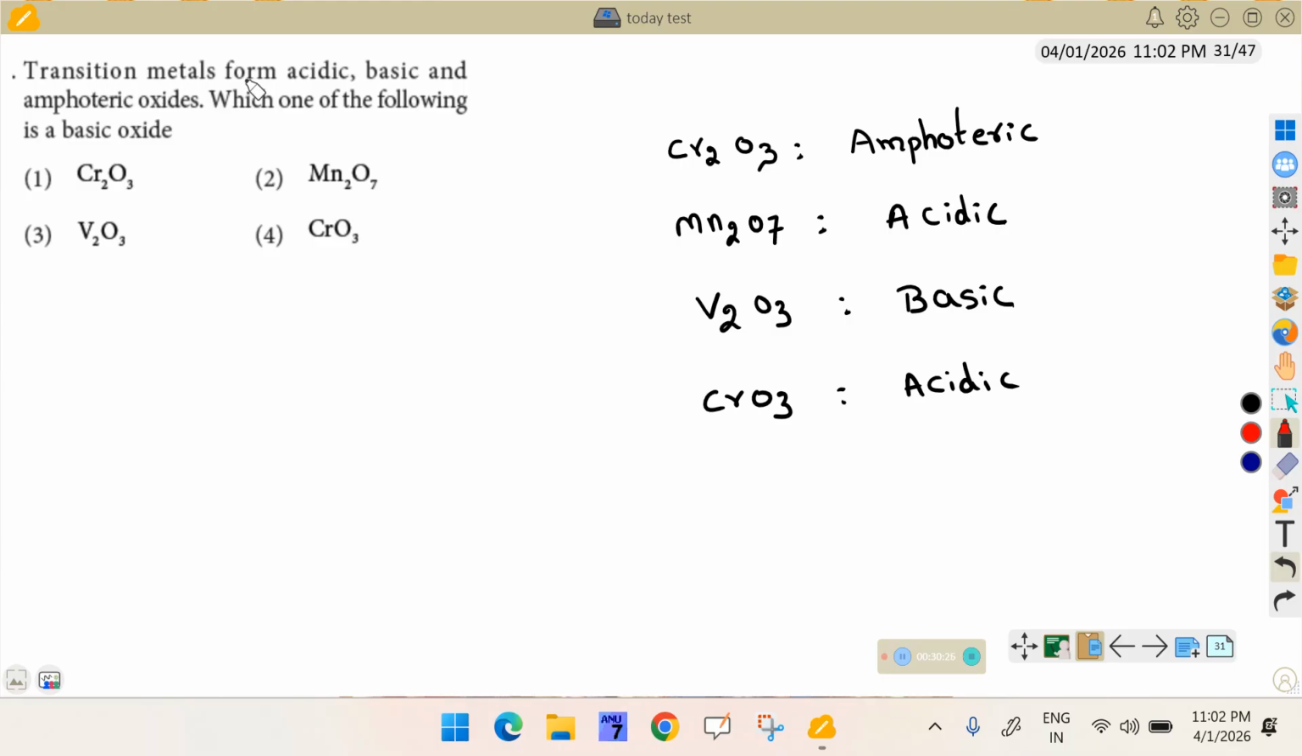Transition metals form acidic, basic and amphoteric oxides. Which one of the following is a basic oxide? V2O3 is a basic oxide.